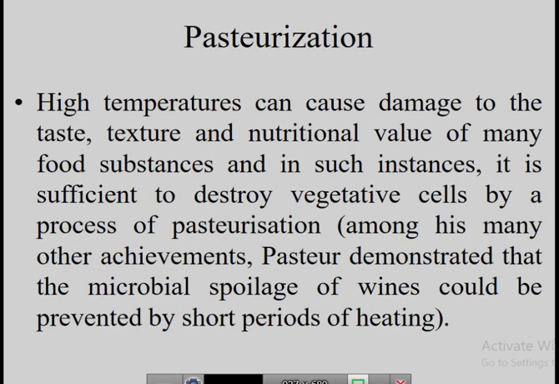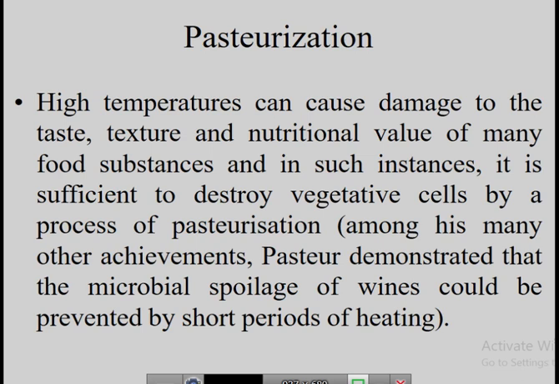In both earlier methods, moist heat and dry heat sterilization, the temperature used for sterilization was above 100 degrees Celsius. But sterilization can still be carried out at temperatures below 100 degrees Celsius, and one of the best methods is pasteurization. The name itself tells that the person behind this concept was Louis Pasteur. It was Louis Pasteur who discovered the method of pasteurization.